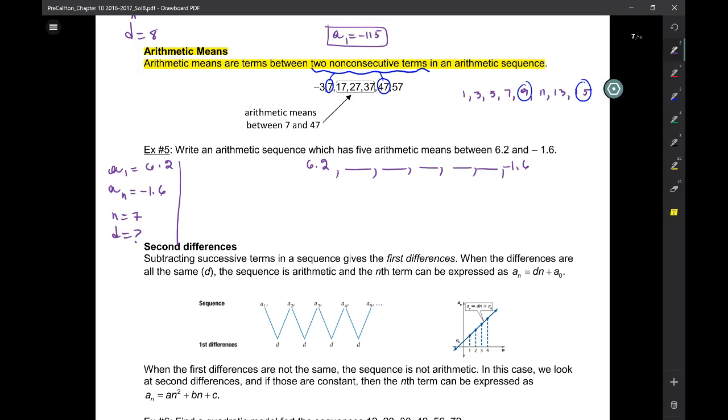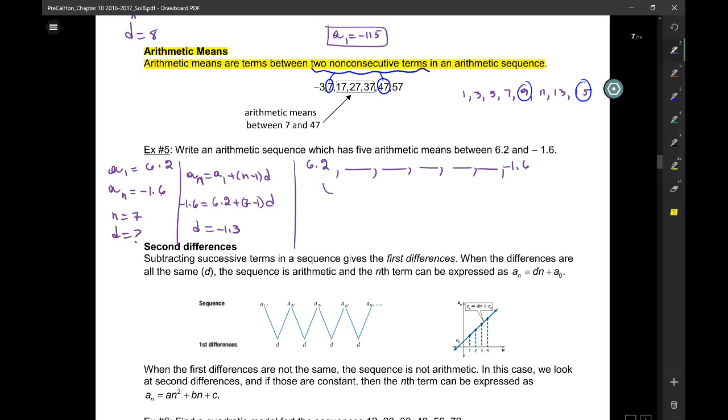Okay, so if An is equal to A1 plus n minus 1 times D, negative 1.6 is equal to 6.2 plus 7 minus 1 times D. So D is negative 1.3. Yes, and then you're just going to add, okay?